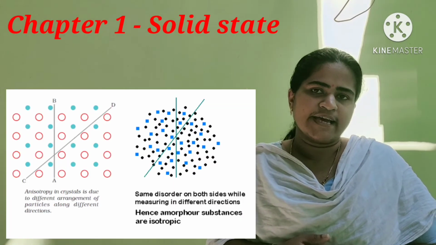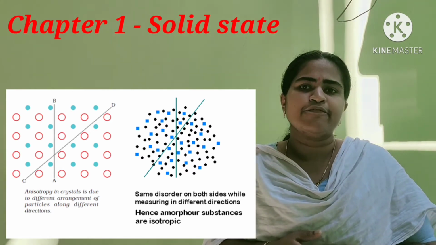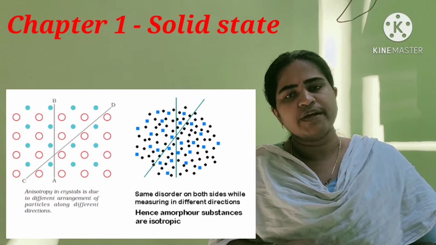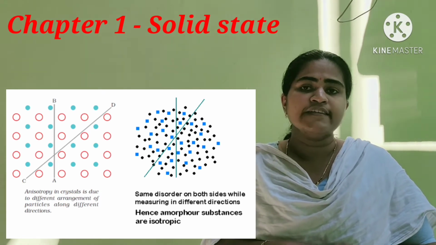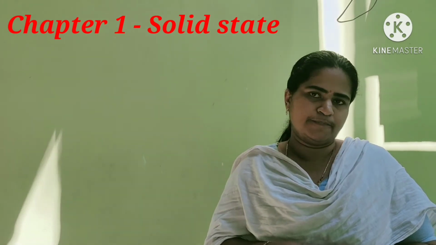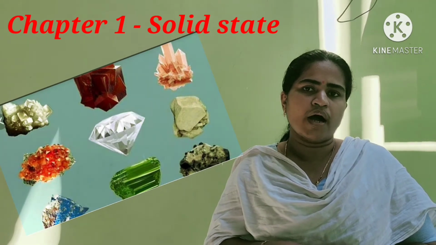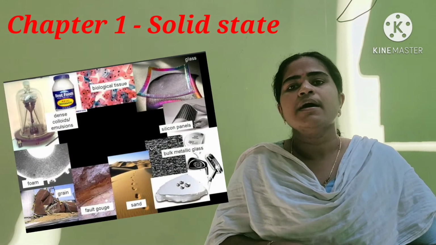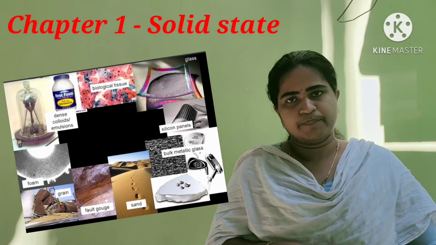Crystalline solids have anisotropic properties. That means the properties differ in different directions, for example, refractive index. In the case of amorphous solids, their properties are isotropic. That means the properties are the same in all directions. Crystalline solids, for example, diamond, quartz, sodium chloride, etc. Amorphous solids, for example, rubber, plastic, glass, proteins, etc.